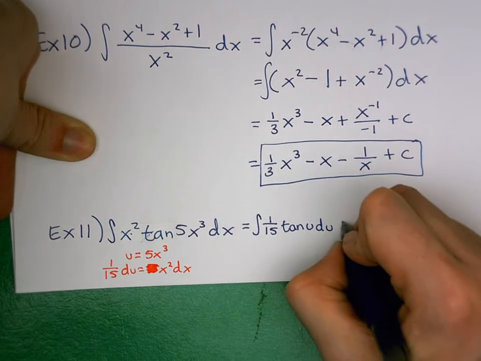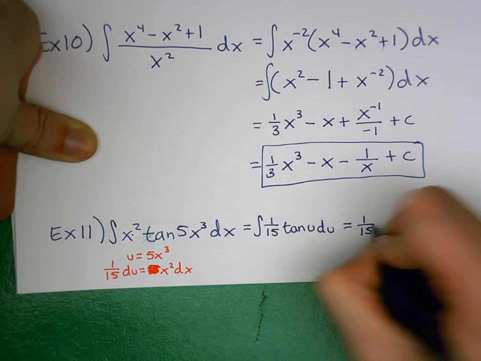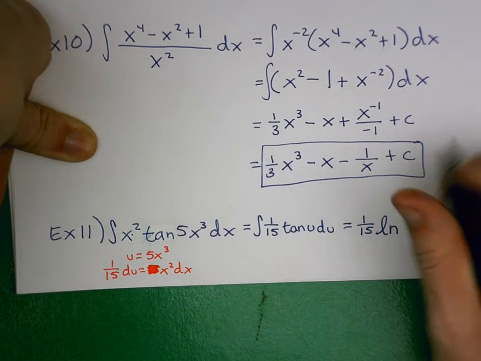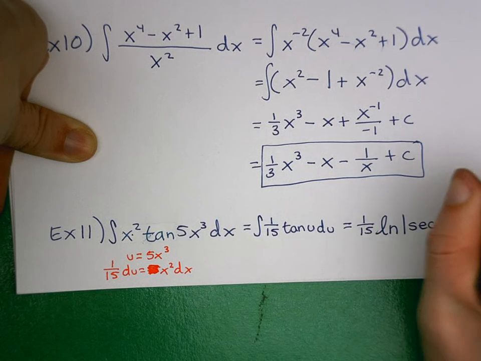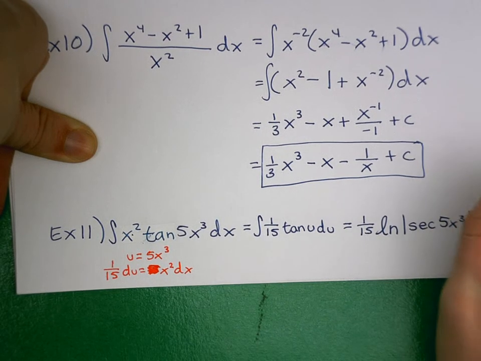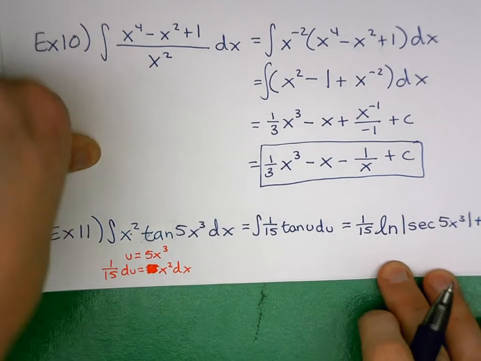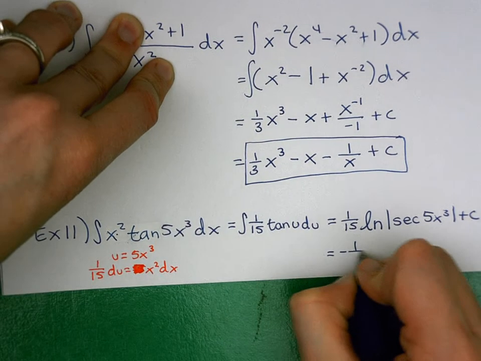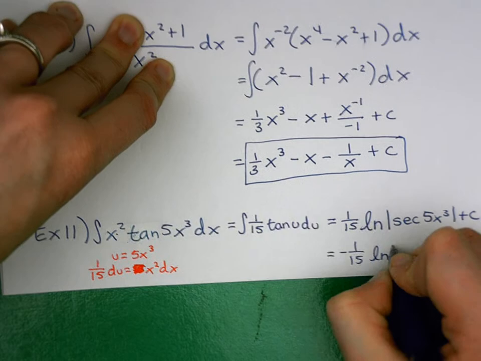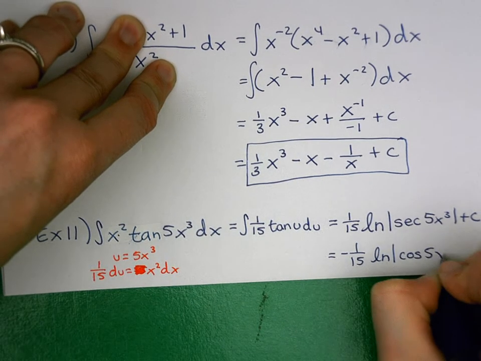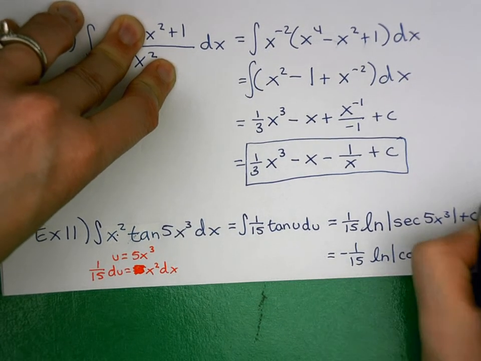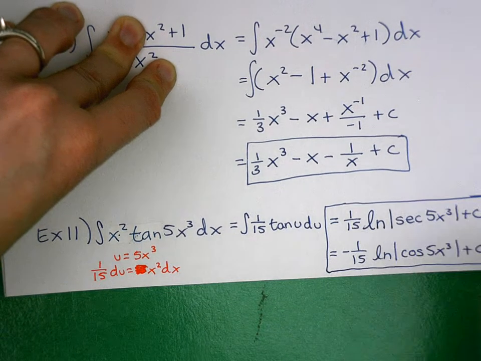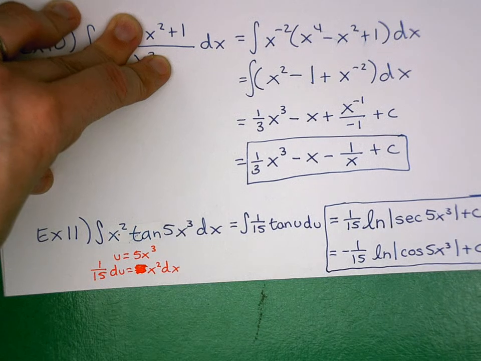And this is the rule we wrote down at the beginning, or one of the rules. So this could be the natural log of the absolute value of secant u plus c. So you might see that. Or potentially negative natural log of the absolute value of cosine u plus c. So you'd be looking for one of those two answers. And we're going to stop there for today.